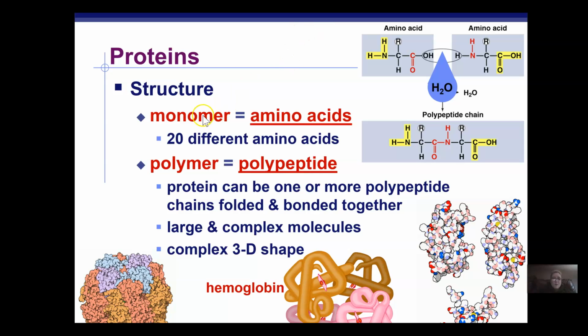And so a monomer is what's called a building block of a molecule. So the monomer of a carbohydrate is a glucose molecule. The monomer of a protein is an amino acid. So these are the building blocks that make up the molecule. A polypeptide is a string of amino acids together. It's a chain. And when that chain of amino acids links up and folds up all together, it's going to form a 3D structure.